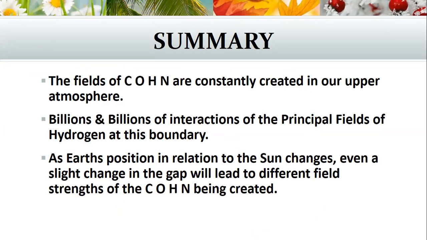So in summary, the fields of the Cohan are constantly created in the upper atmosphere. There are billions and billions of interactions of the principal fields of the hydrogen at this boundary. As the Earth's position in relation to the sun changes, even a slight change in this gap will lead to different field strengths of the Cohans being created. So there's a constant changing there all the time.